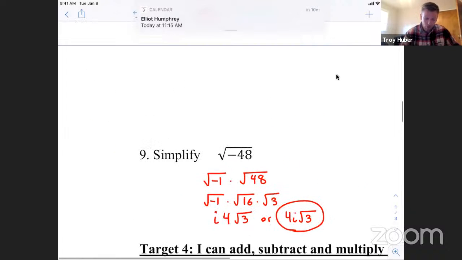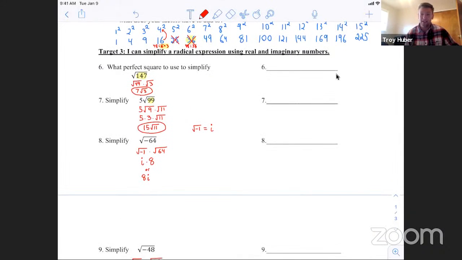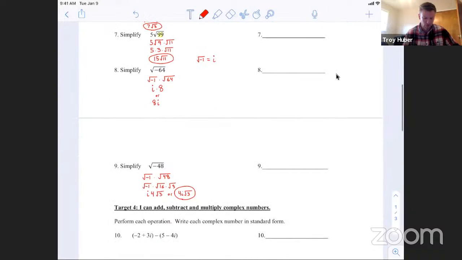Then that completes our target number 3. And then let's take a look at target number 4.